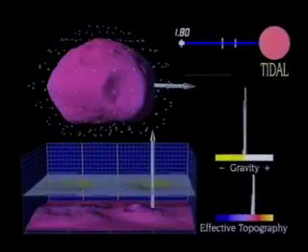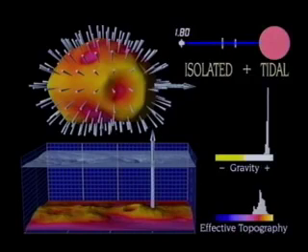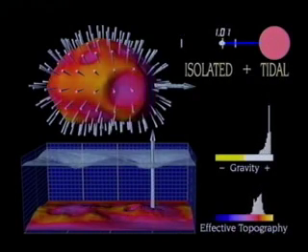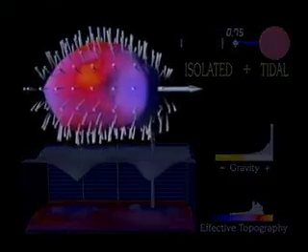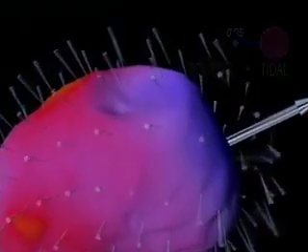Gravity and tidal forces are added together to show the effective topography as Phobos approaches Mars. As distance decreases, down becomes the ends of the moon nearest and farthest from Mars. In particular, at the large crater near the arrow, a ball would roll from the left rim down to the bottom, then up the right rim.